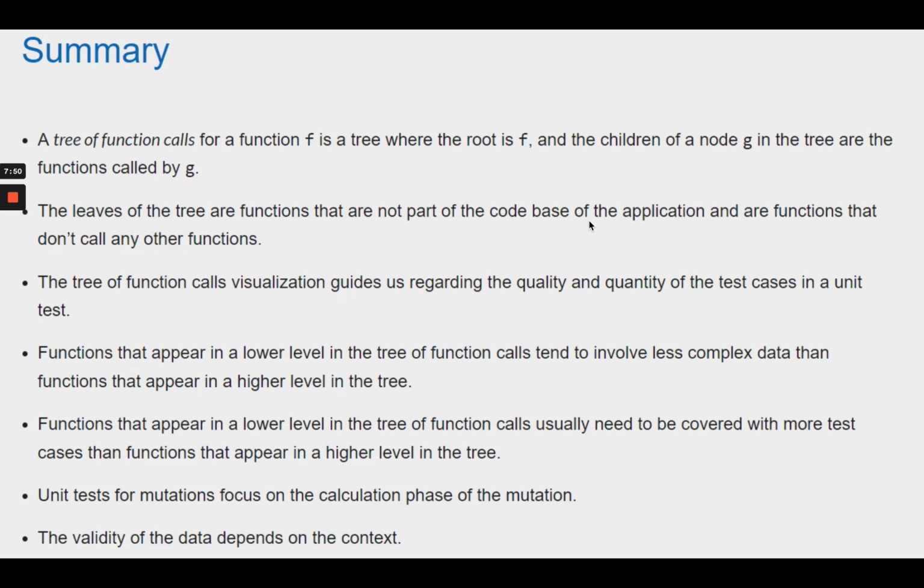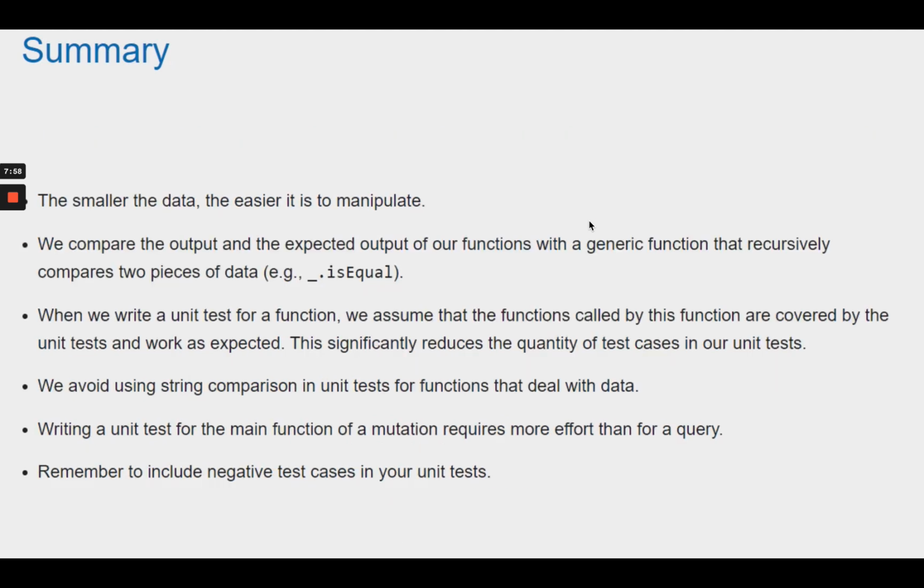Unit tests for mutations focus on the calculation phase of the mutation. The validity of the data depends on the context. The smaller the data, the easier it is to manipulate. We compare the output and the expected output of our functions with a generic function that recursively compares two pieces of data. For example, _.isEqual.